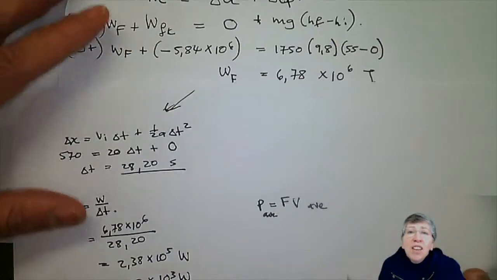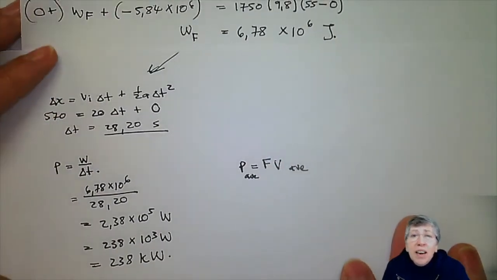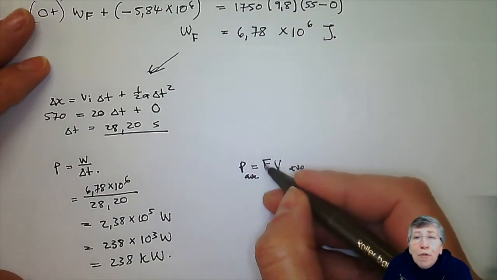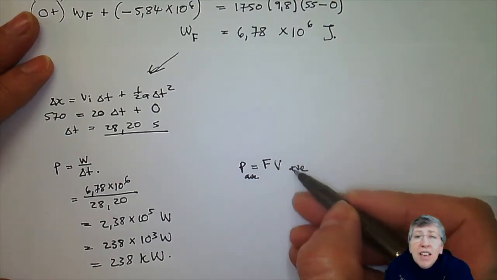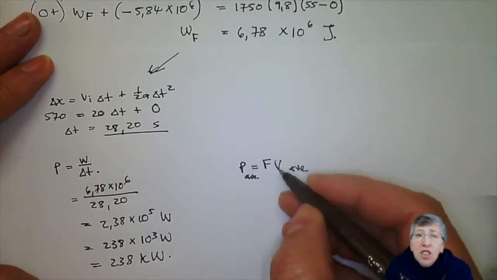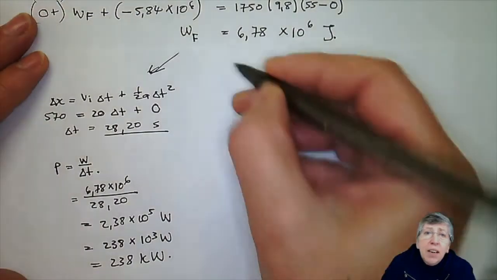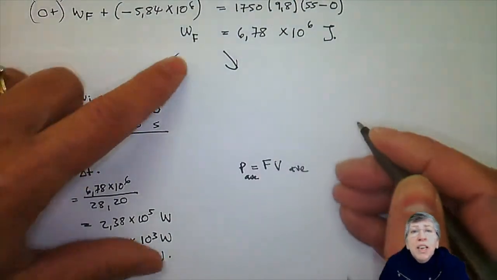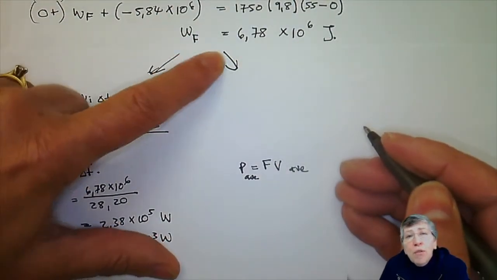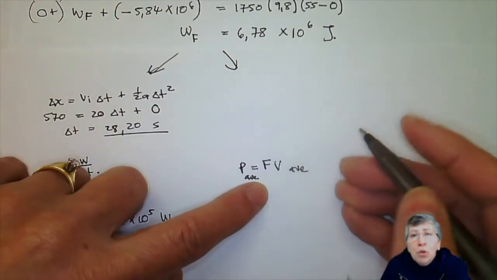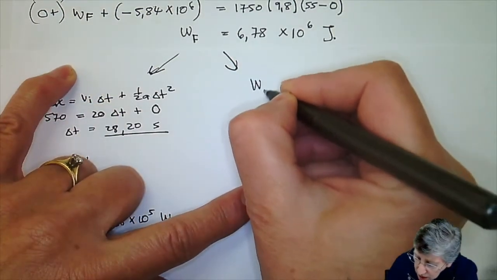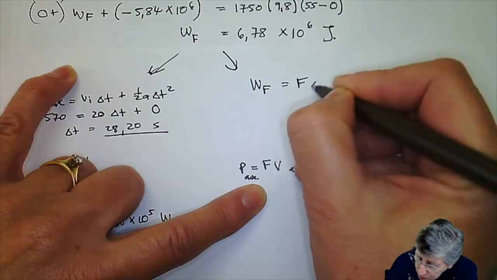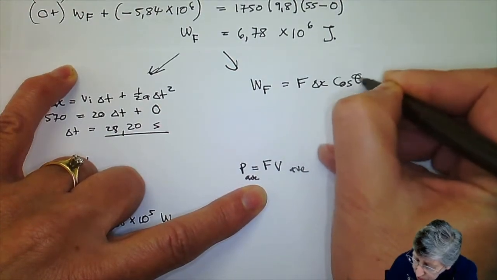Okay, so let's try the other way around. Now, we are working towards F because we need that. We've got already the V, right? It's traveling at 20 meters per second. So what do we need to do? We need to go from the work done by the force to the force itself. The work done by that force is F delta x cos theta.